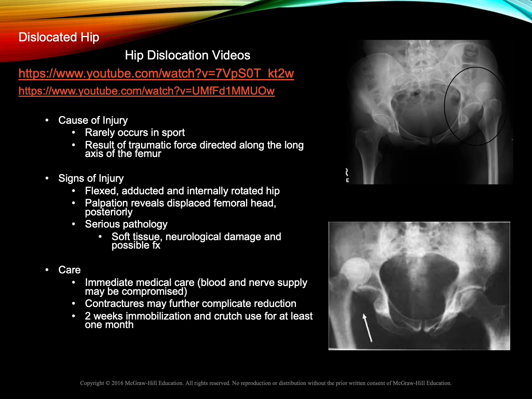Hip dislocations are rare as well and occur with extreme axial force on the femur. The individual will appear in a flexed, adducted, and internally rotated position. You can see this in the video of Cody Ross dislocating his hip on his run to first base. Like a fracture, neurological damage needs to be assessed, and always follow the cardinal rule of dislocation: assume a fracture if it is the first time dislocating.